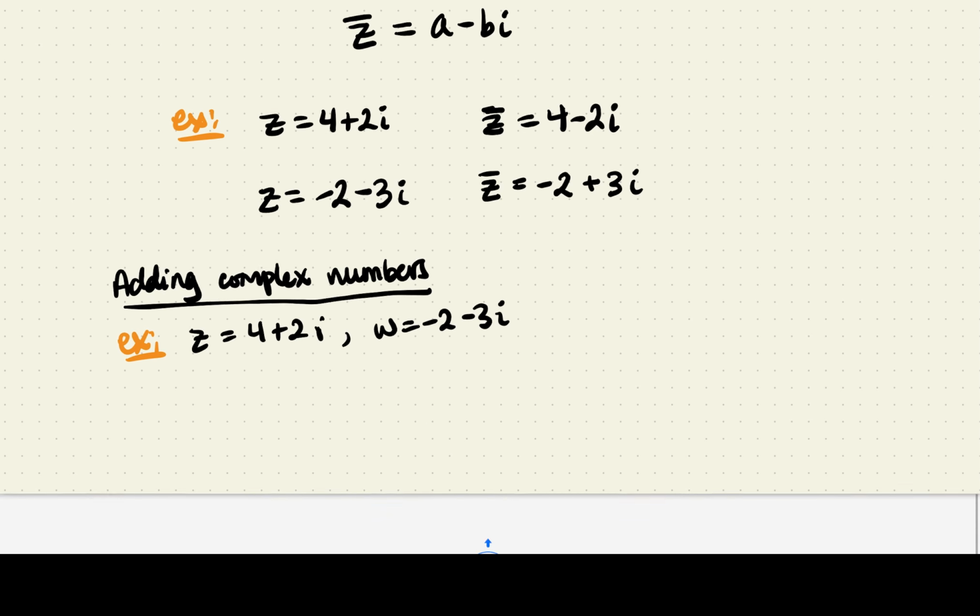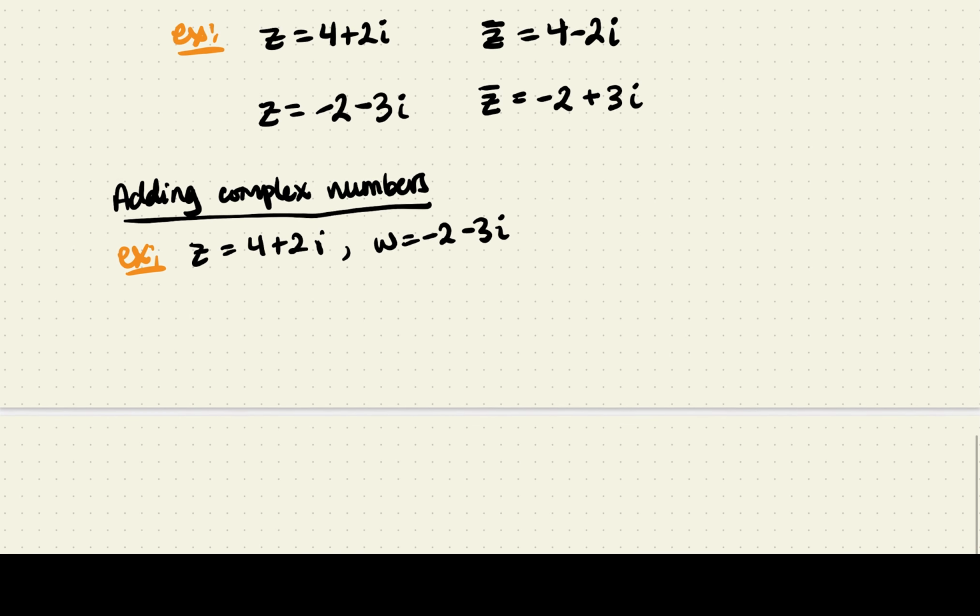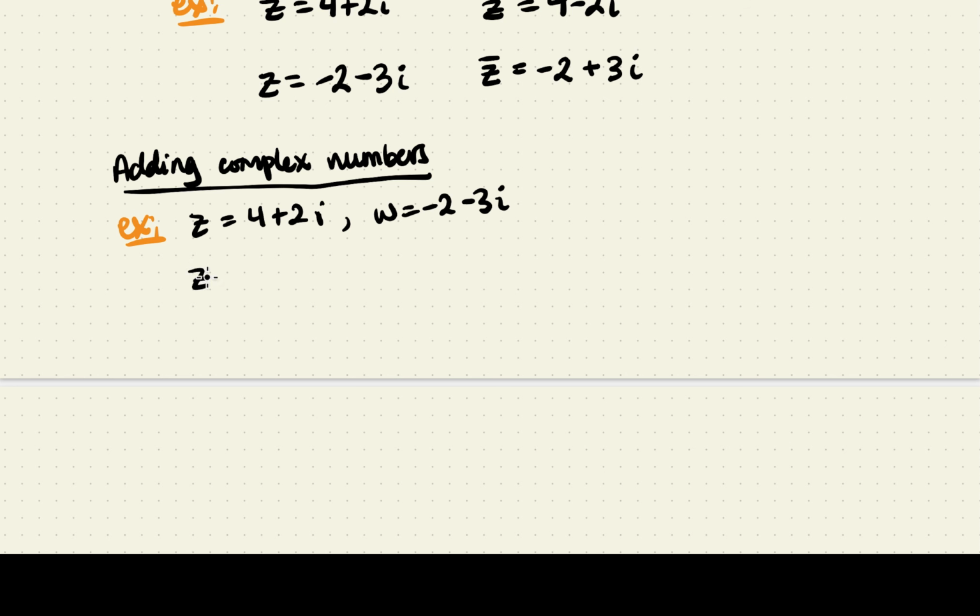I'm going to scroll down a bit here. If I wanted to add z plus w, well, that's 4 plus 2i, that's z, plus -2 minus 3i, that's w. And I'm going to combine like terms. So the things that don't have i next to them, I'm going to combine those together. And the things that do have i will combine those. So I'm going to get 4 minus 2 will give me a 2, and 2 minus 3 will give me a -1. And that's how you add complex numbers.